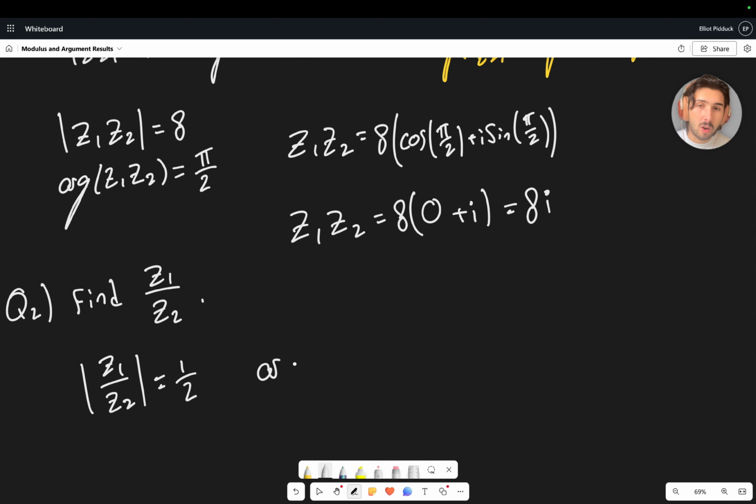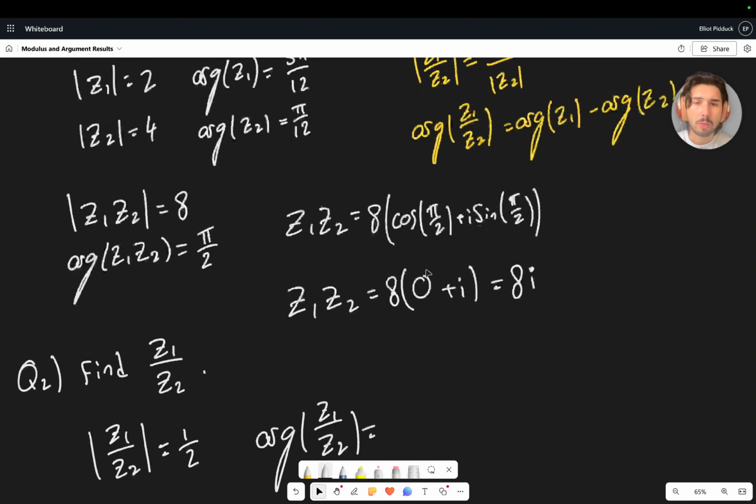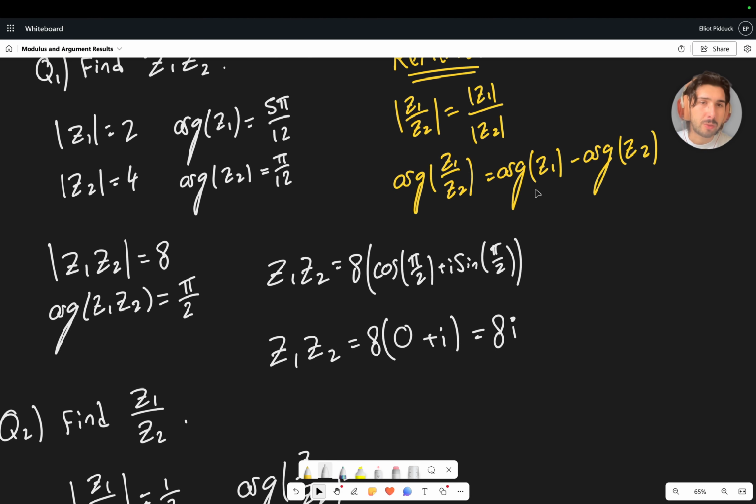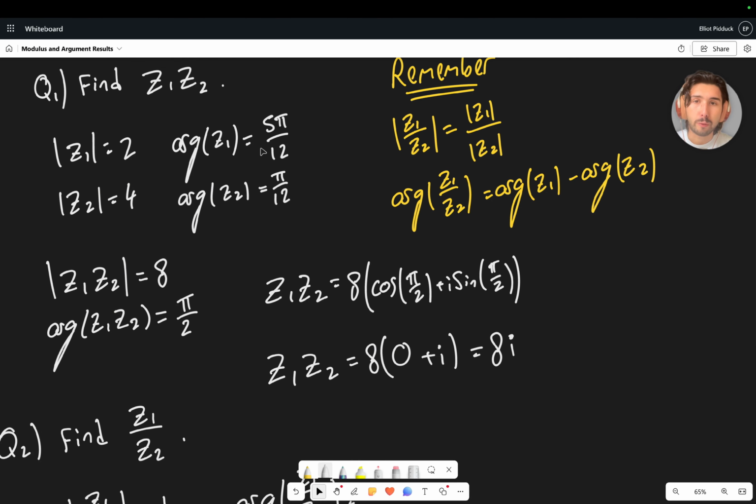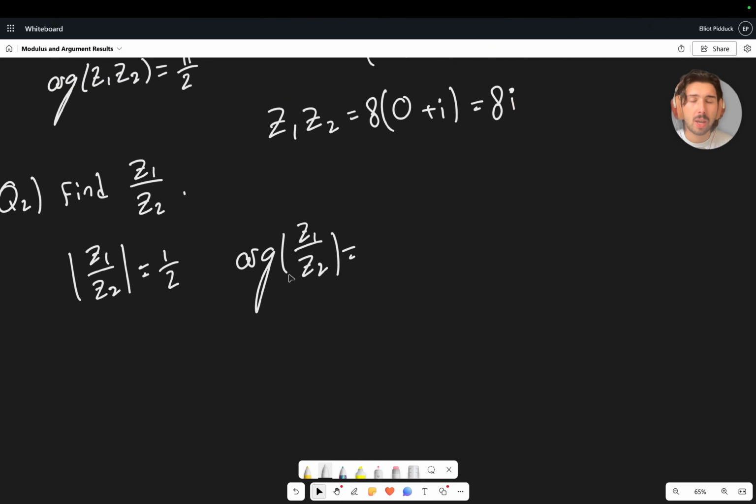Now we need the argument of z1 over z2. Okay, and what's that? Well, the argument of z1 over z2 is the argument of z1 minus the argument of z2. So we're going to take them away. So the argument of z1 is 5 pi over 12, and the argument of z2 is pi over 12. That's going to give us 4 pi over 12. And 4 pi over 12, let's write this down, 4 pi over 12 is the same thing as pi over 3. So that's our new argument.